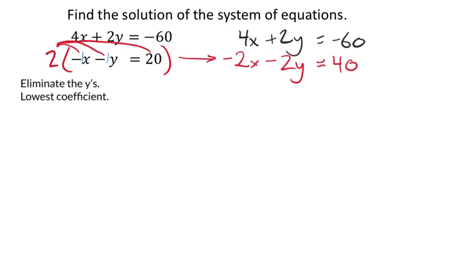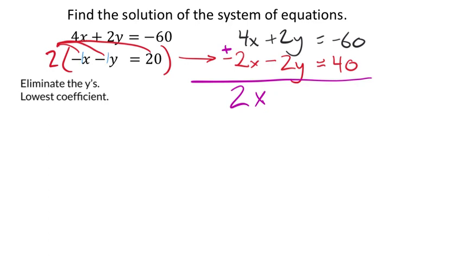So now that I have these lined up and we have opposite coefficients, I'm ready to add the two equations together. So we'll start from left to right. I'll start with the 4x. I'm going to add this negative 2x's. How many x's is that? Well, that'd be really 4 minus 2, which is 2x's.